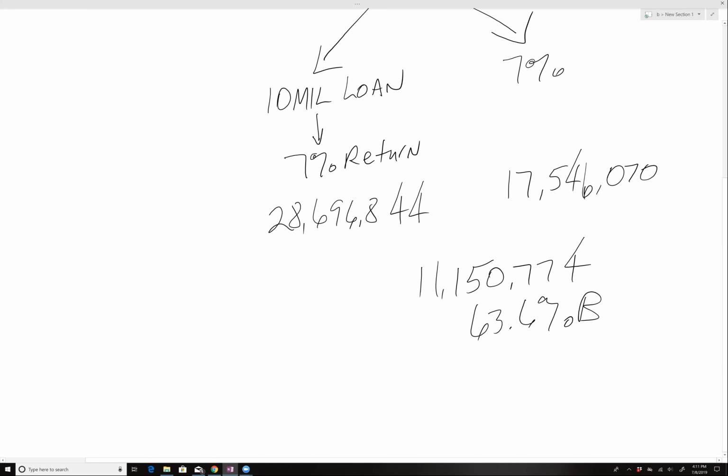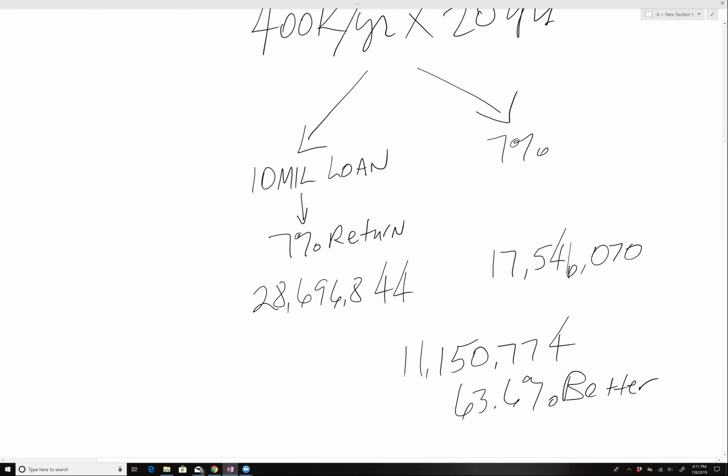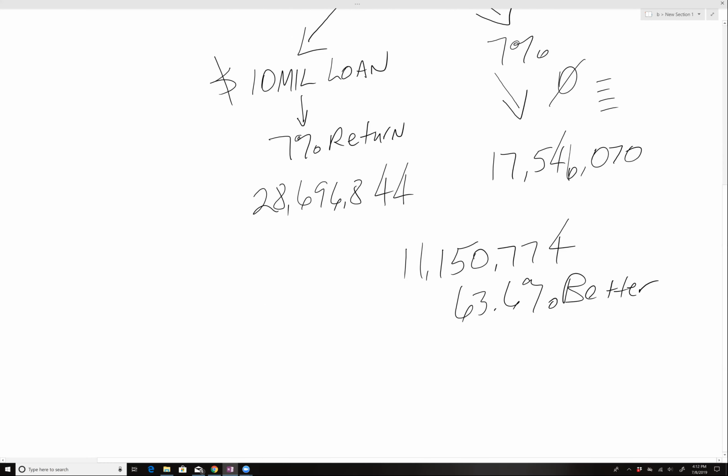That's a 63.6% better outcome, because instead of starting from zero and then adding 400,000 each year, this one starts with 10 million. And the 400,000 is the interest on a loan. Now, what I'm not showing is some of the tax advantages of using a loan in certain situations that would even increase the difference much more.